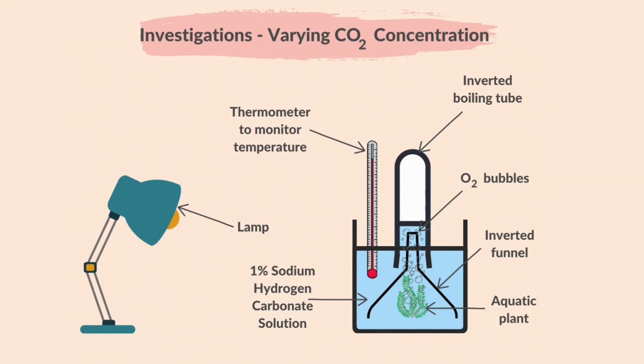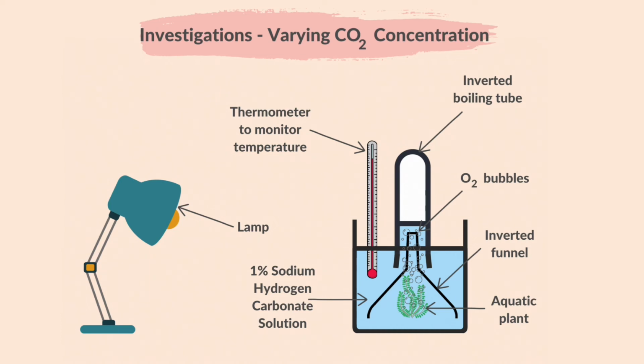Next, let's investigate the effect of changing carbon dioxide concentration on the rate of photosynthesis. The experiment is set up similar to the previous one, where a photosynthesizing aquatic plant is placed in a beaker filled with sodium hydrogen carbonate solution. An inverted funnel is placed on the plant and an inverted boiling tube is placed on the end of the funnel. A thermometer is used to monitor the temperature of the solution. A lamp is placed near the beaker and the distance of it from the beaker must be kept constant.